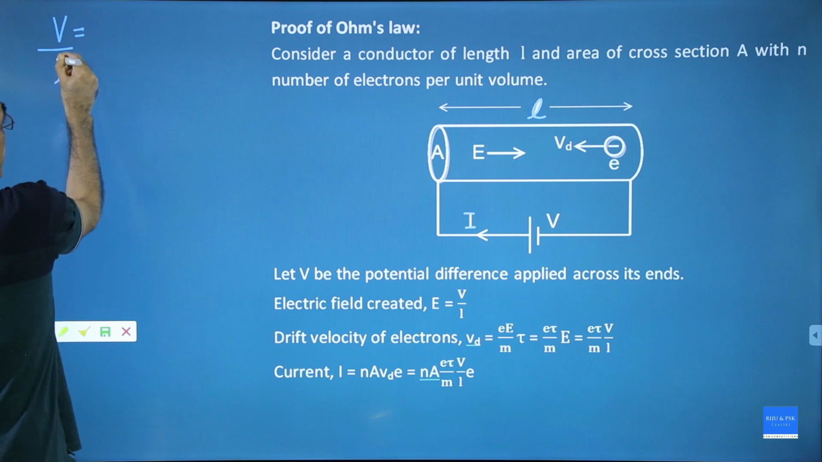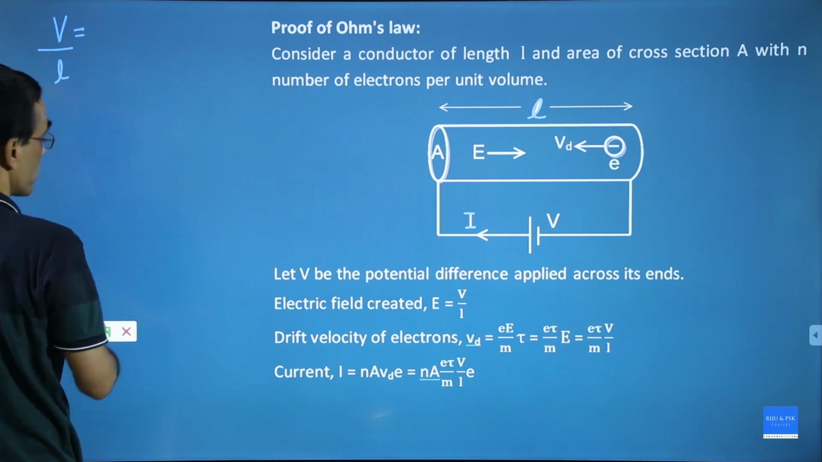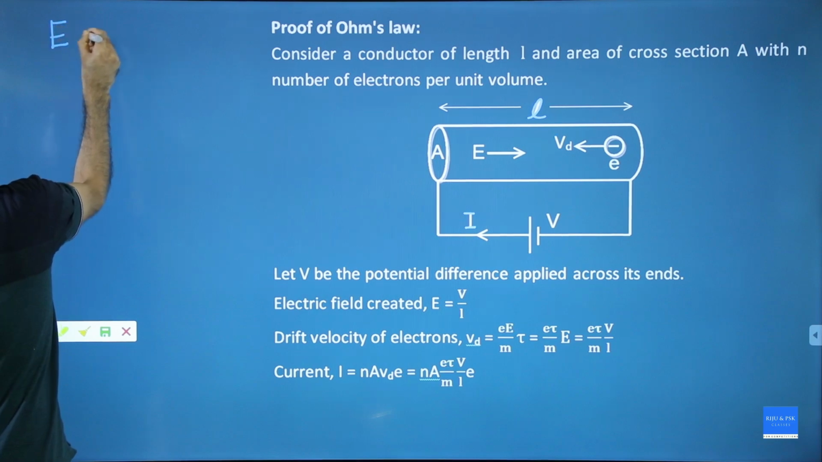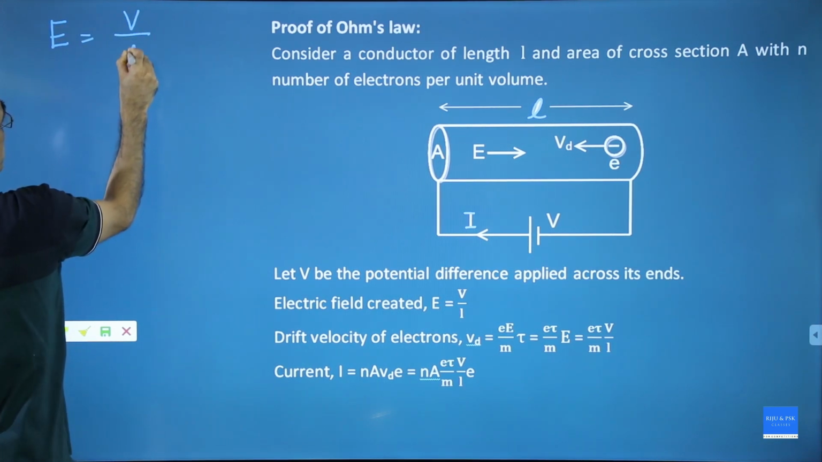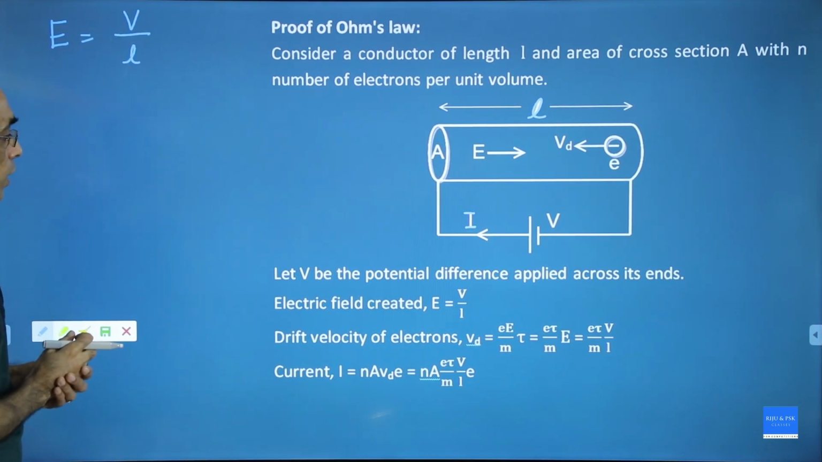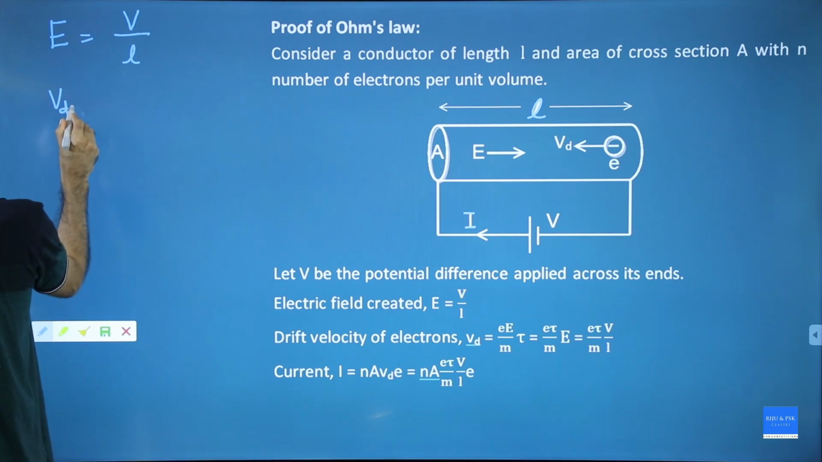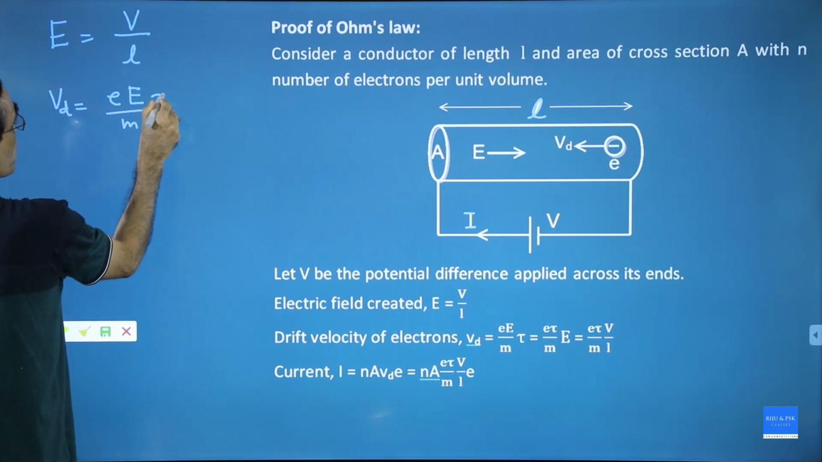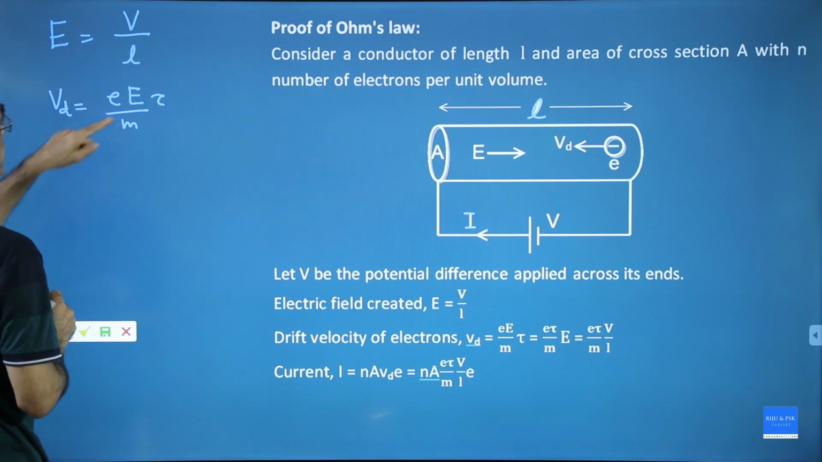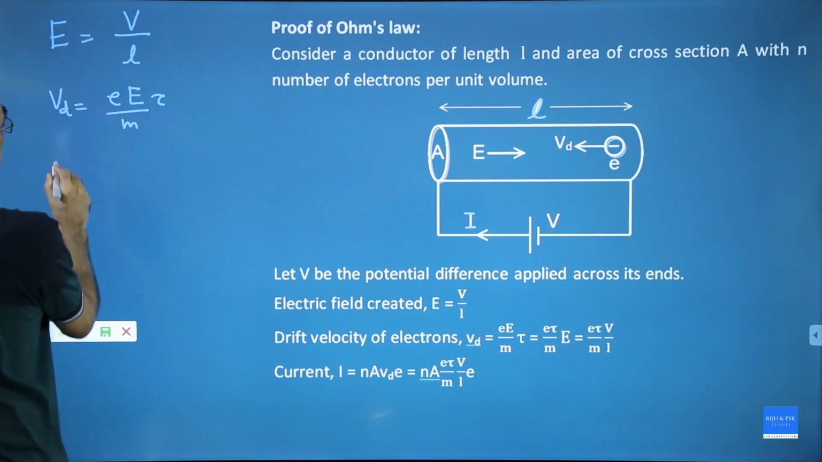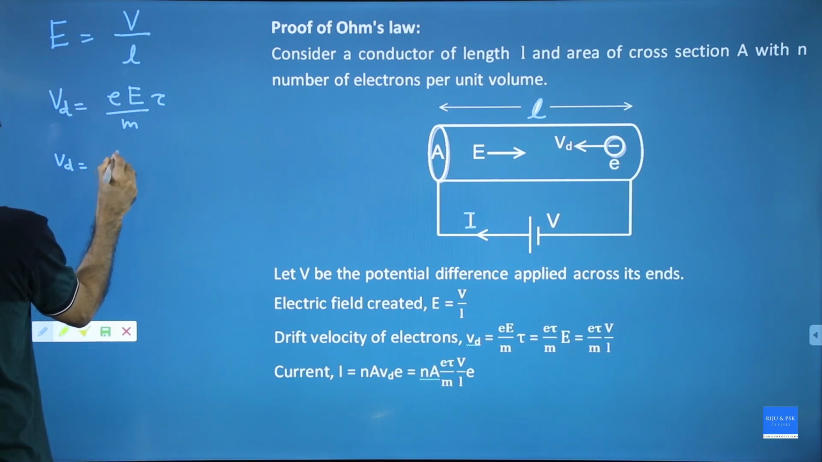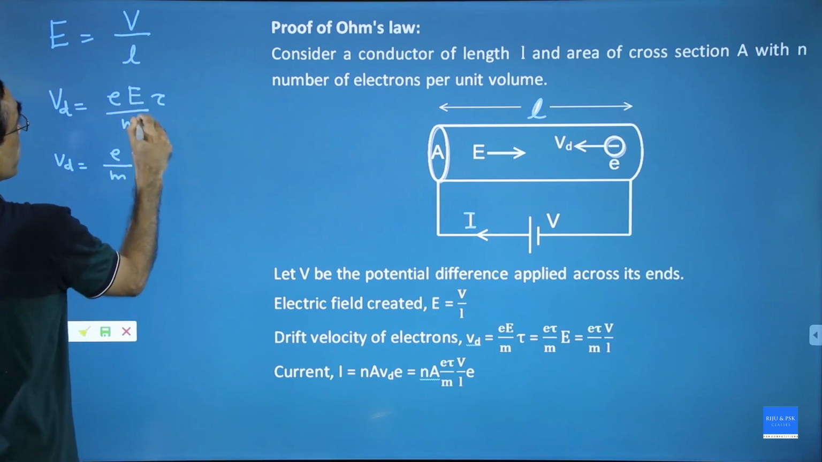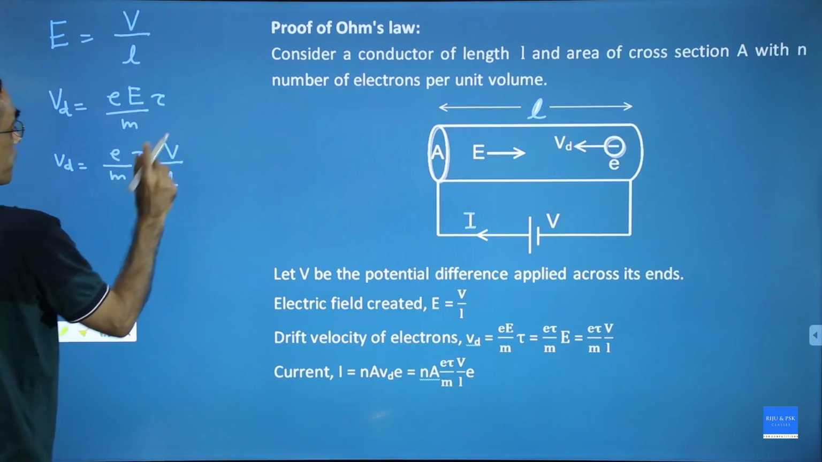divided by length of the conductor. I think I should start like this. The electric field created is equal to the ratio of potential difference and length, that we already know. We also know that the drift velocity of the electron is given by e into E by m into tau. Let us substitute for E. So, drift velocity is equal to e by m into tau into electric field, which is V divided by L.